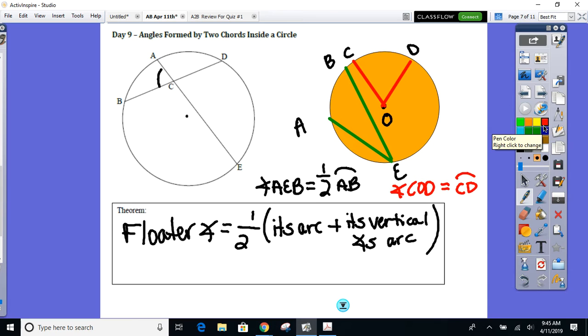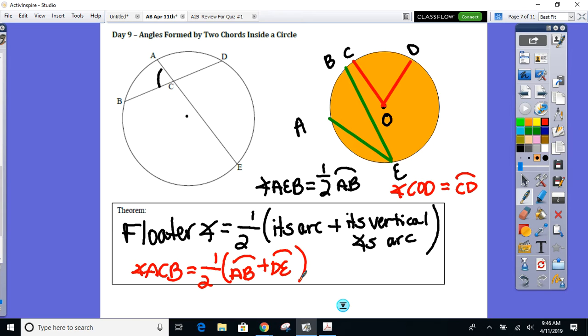So ready? Go back to my floater angle in the diagram. Angle ACB. How would I be able to find angle ACB? Ready? I take half of its arc. What arc belongs to that angle? AB. So I would take half of arc AB plus its vertical angle's arc. Here's its angle. Here's the vertical angle. The arc that belongs to the vertical angle, DE. So that is how I would find that floater angle. AB plus DE times a half. Okay, so I have central, inscribed, and now a floater angle.